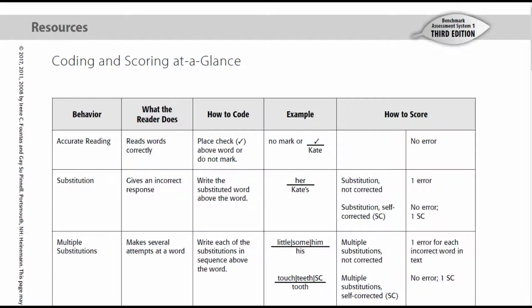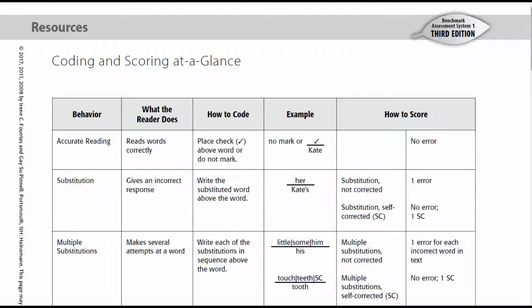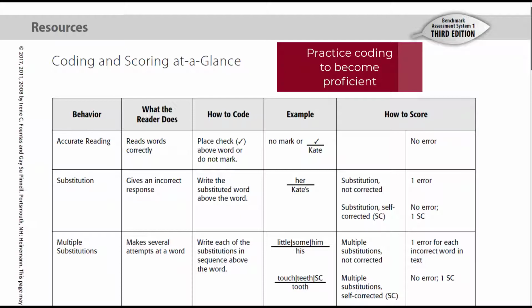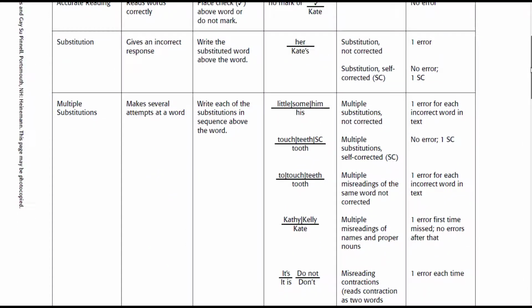To learn how to code and score an oral reading passage completed by a student, refer to the Coding and Scoring at a Glance resource that's found in the Assessment Forms book. In this table, we will learn about the behavior, a description of what that reader does, how to code it, an example of that code, and how that is scored as an error or not an error. It will take a while to be proficient with the coding system and knowing how to score it. So having this table as a resource as you do your first few assessments will be beneficial.